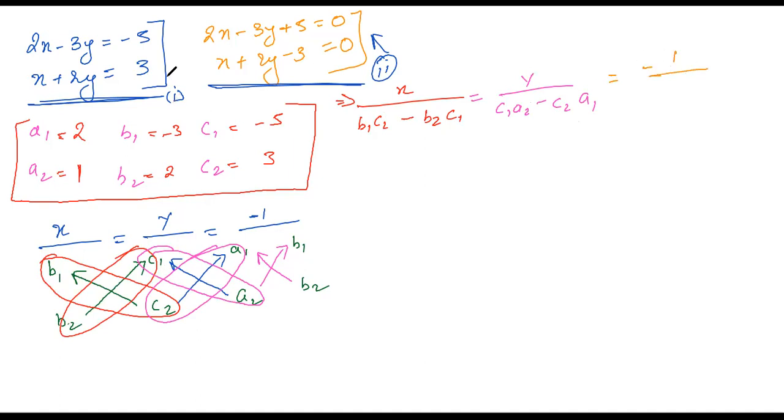I'm taking minus 1 because I had chosen this equation. I was solving with this equation, so that's why. And the values which I had placed for A, B, C were also taken from that equation. So over here it is A1 B2 minus A2 B1.